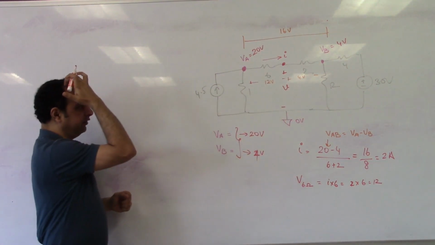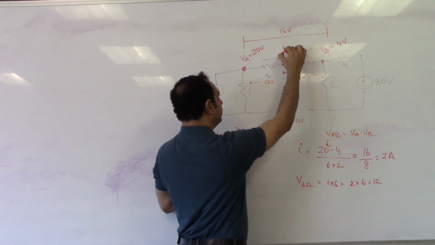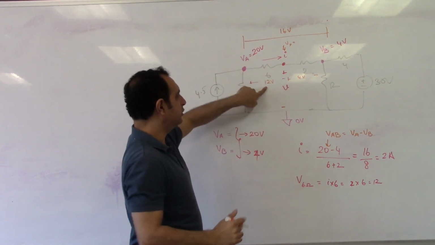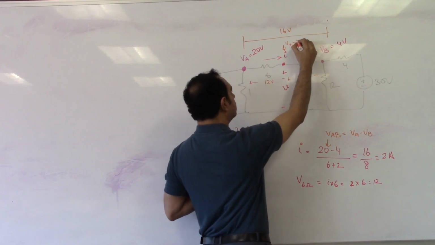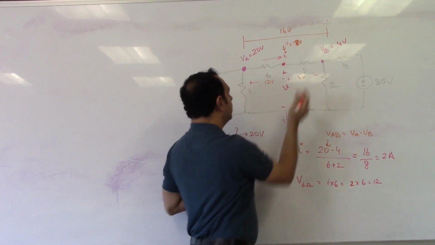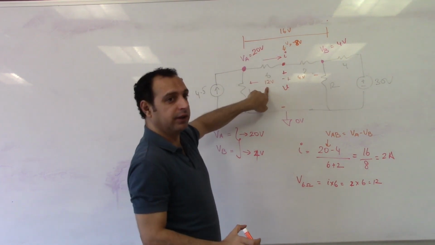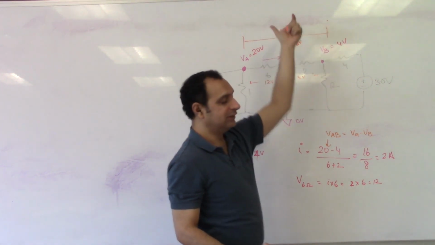So what would be the voltage at this point, which is Vx? Vx will be 20 minus 12, which is 8 volts here. If this is 8, then the difference between those two will be 12, and the rest is here. So when you add these two, it still amounts to 16 volts.